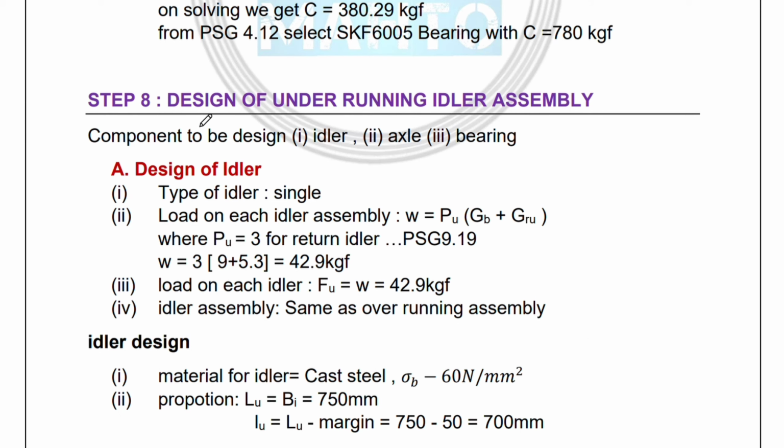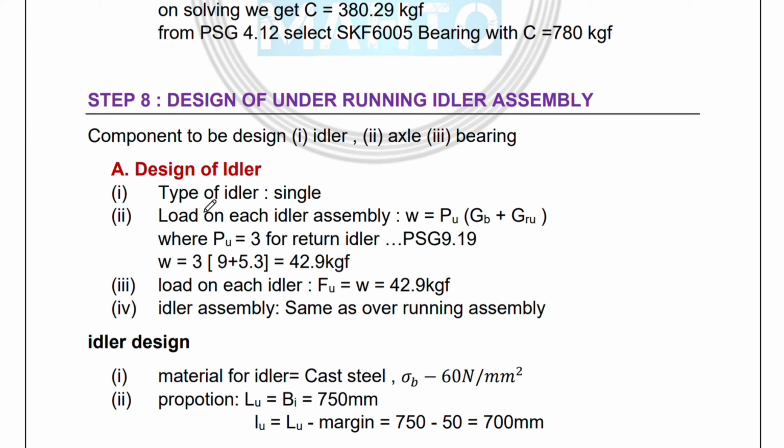Okay, now begin with step number 8. Step number 8 is design of underrunning idler assembly. In the previous step we studied the overrunning, and in this step we will do an underrunning idler assembly. In this the components are idler, axle and bearing. There are three components, and one by one we will design. So first we will go for the idler.